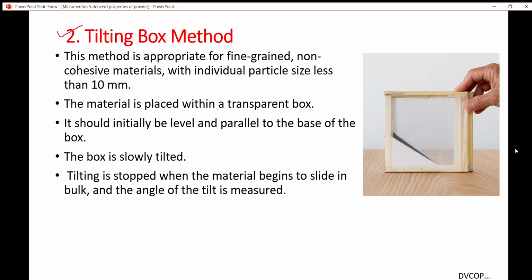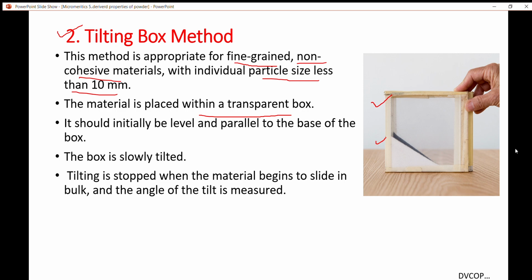Next is the tilting box method. This method is appropriate for fine grade non-cohesive material and particles which have a particle size less than 10 millimeter. The material is placed in a transparent box. In this image you can see the transparent box, and in that the material is placed.